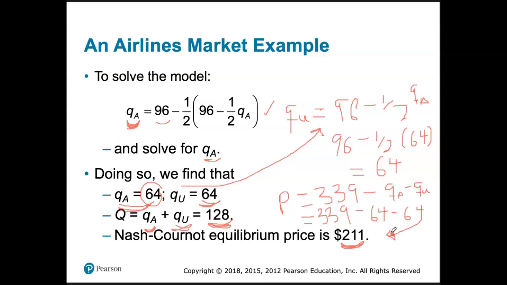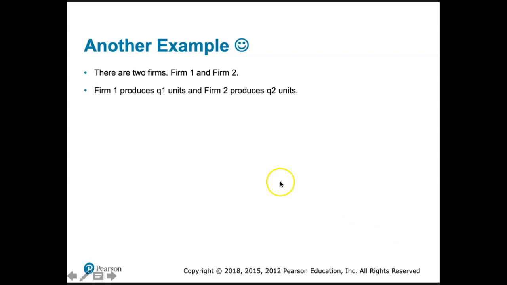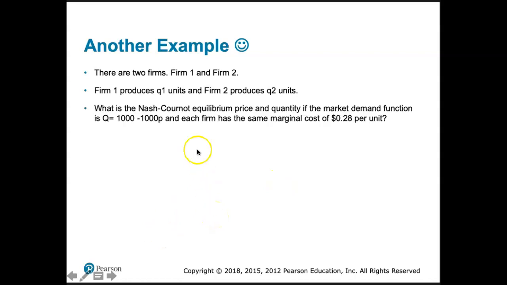Let's take a look at another example. Suppose there are two firms. We have firm 1 and firm 2, and they basically act as a duopoly, two firms that act as an oligopoly. Suppose firm 1 produces Q1 units and firm 2 produces Q2 units. What is going to be the Nash-Cournot equilibrium price and quantity if the market demand function is Q equals 1000 minus 1000 P, and each firm has the same marginal cost of 0.28 per unit?